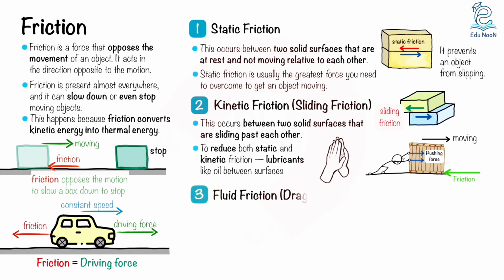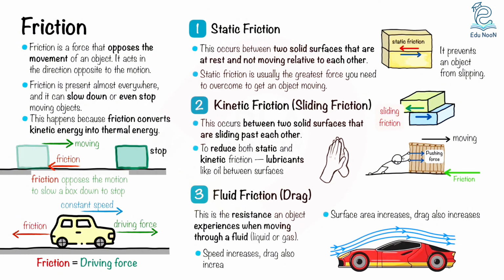Fluid friction, also known as drag. This is the resistance an object experiences when moving through a fluid, liquid or gas. There are 2 main factors affecting fluid friction. As the surface area of the object in contact with the fluid increases, drag also increases. Streamlined shapes, like those of race cars or boat hulls, experience less drag, because they deflect the fluid more smoothly, resulting in less resistance to the object's movement. As the object's speed increases, drag also increases.